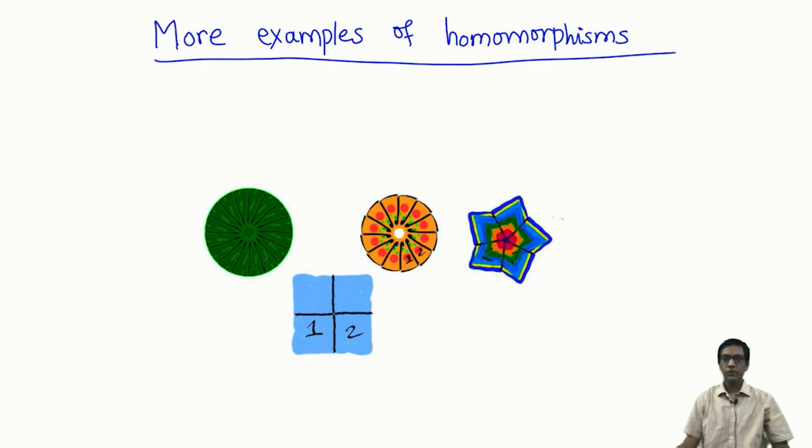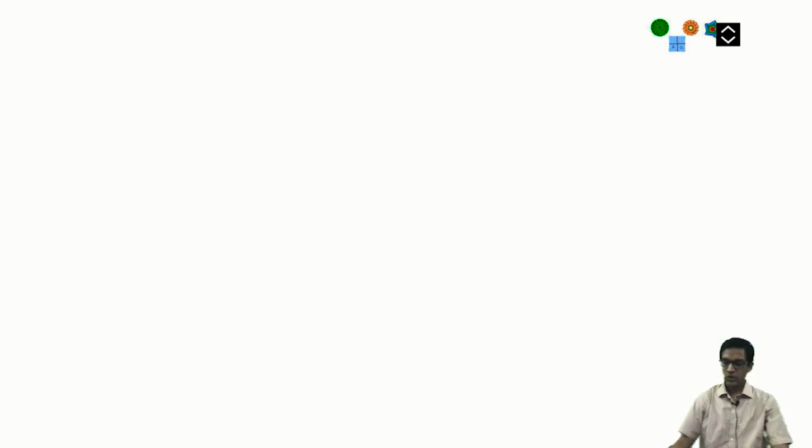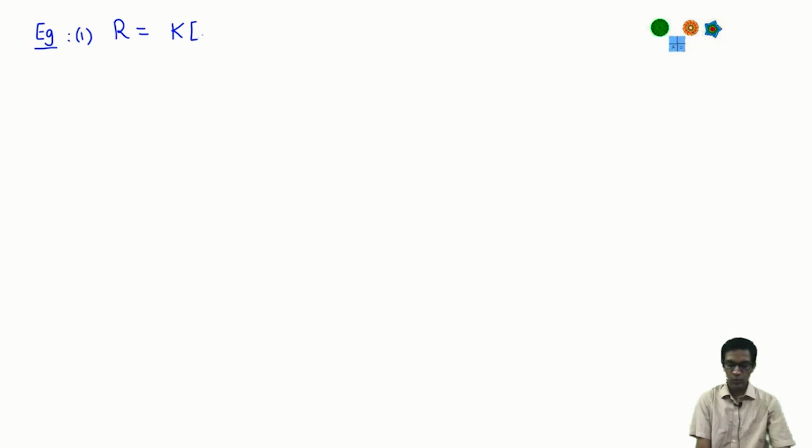Let's talk about a few more examples of homomorphisms. So we saw a few examples already. So here's an example with the ring R being the group algebra. Recall that the group algebra of a finite group, or the group ring of a finite group, over a field K is, well, what was it?